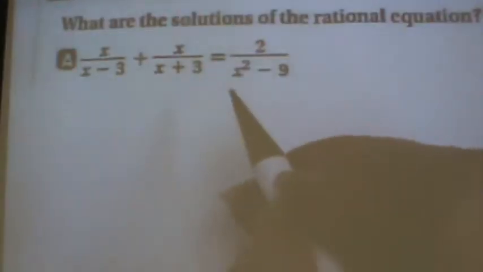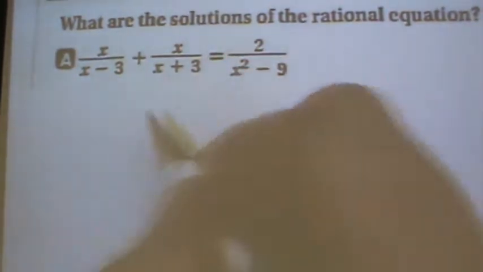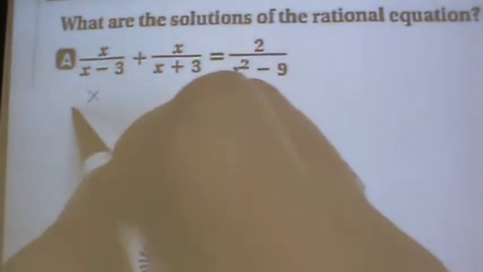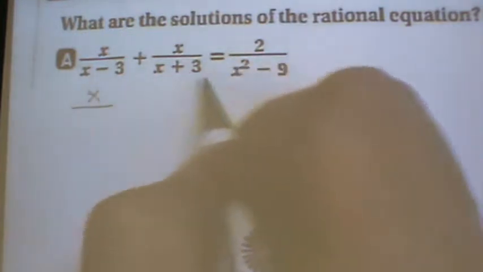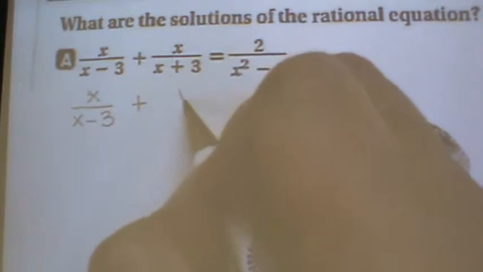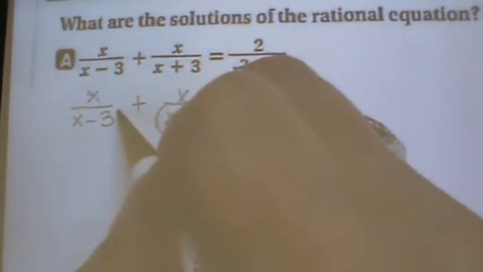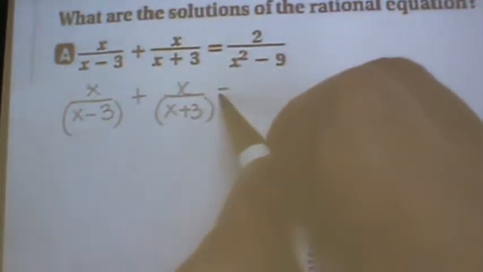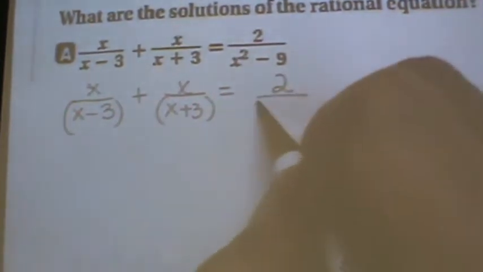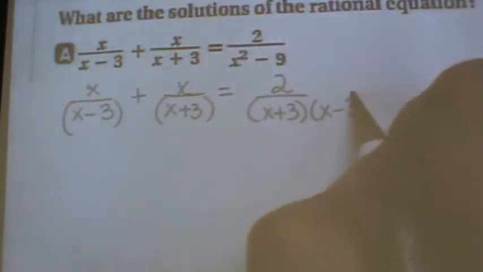First thing you're going to want to do is make sure all of your denominators are factored completely. So what could be factored? X squared minus 9. And what do you get when you factor x squared minus 9? X plus 3, x minus 3.